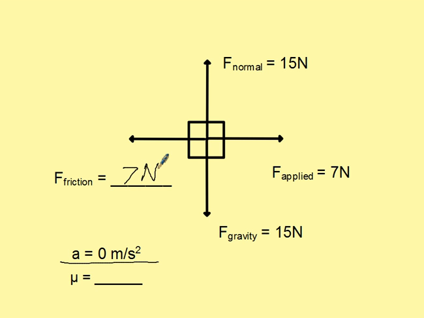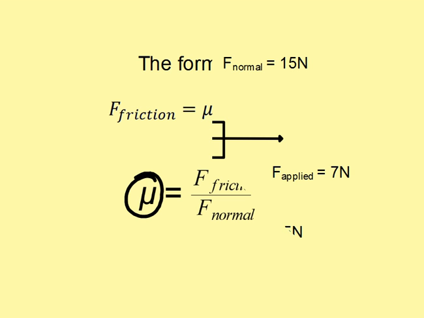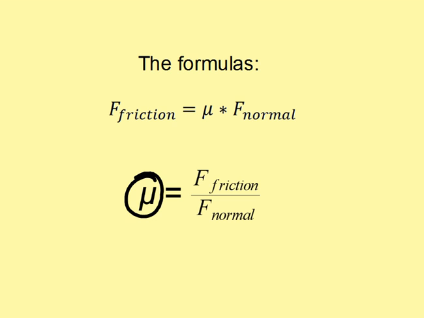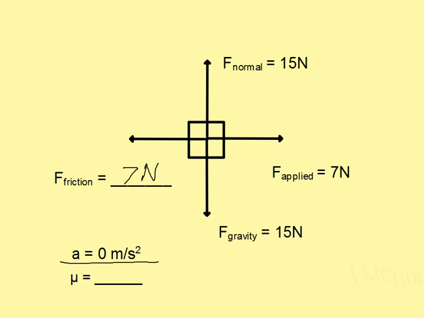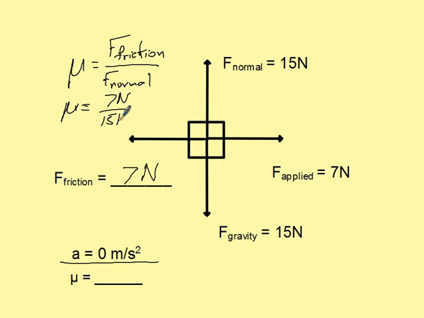Now, if we want to calculate what the coefficient of friction is, we might go back and remember what our formula was that you wrote down. Mu is equal to the force of friction divided by the normal force. So if we want to calculate mu, we're going to divide the force of friction by the normal force. Okay, so mu is going to equal 7 newtons divided by 15 newtons. And mu is going to equal, let me grab my calculator.